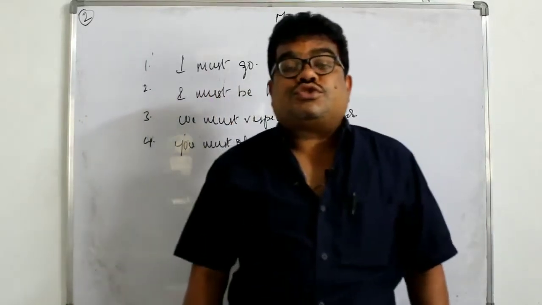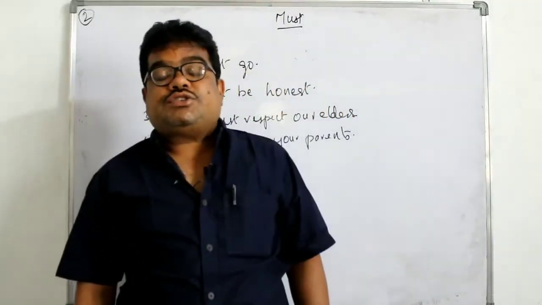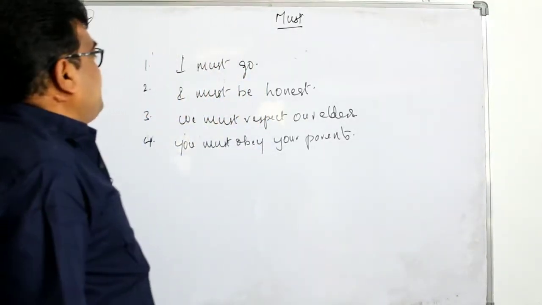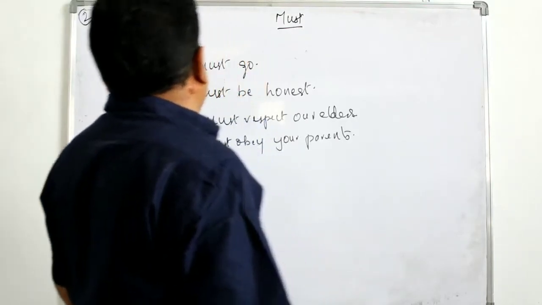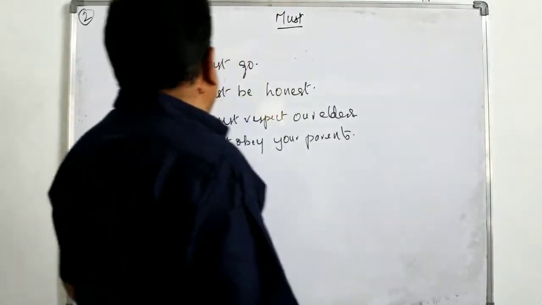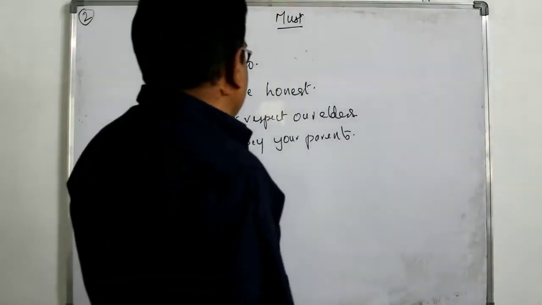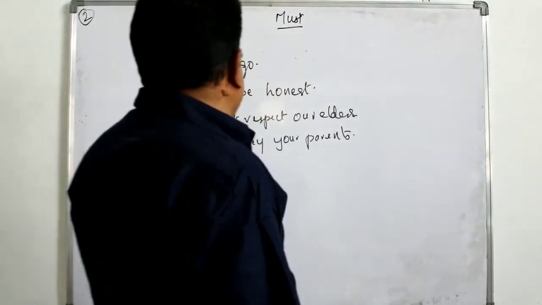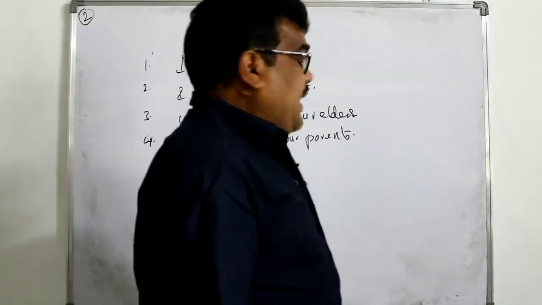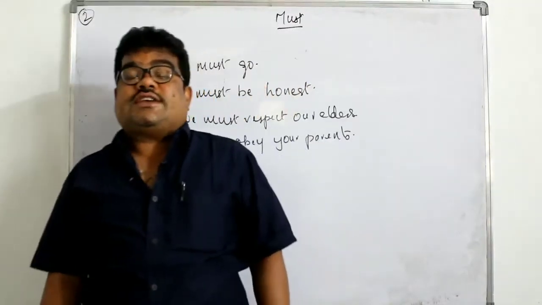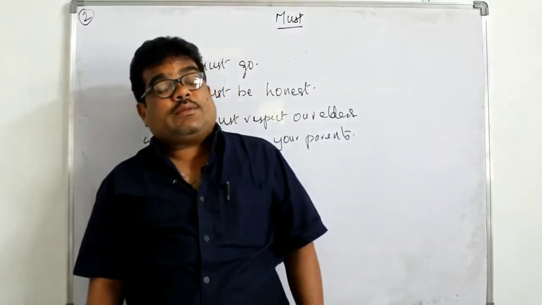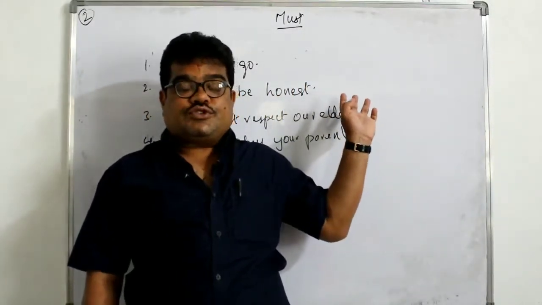Next, must is used for strong determination and responsibility. If you see this example, I must go. Second example, I must be honest. Third example, we must respect our elders. Fourth example, you must obey your parents. If you see all these examples, what you can learn is that here it shows a strong determination and responsibility.